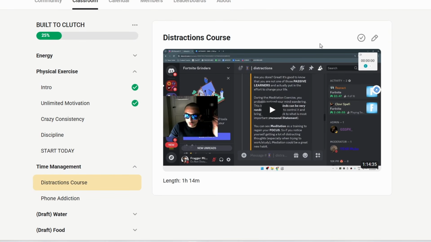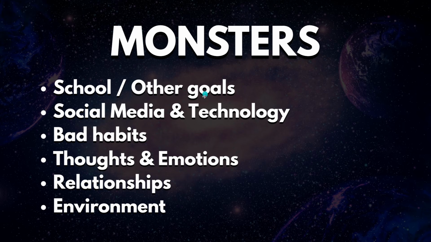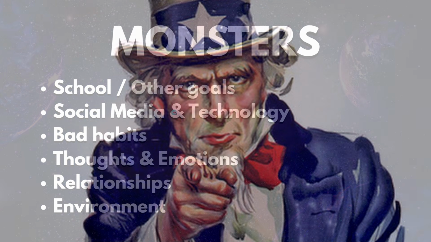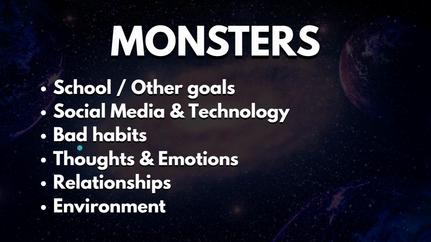Now, I've already made a whole distractions course inside Fortnite Academy, and I didn't want to make an hour-long video again. So if you want to limit distractions, then you have to check this out in the time management tab inside Build to Clutch. But I wrote down a list of all of the lessons I talked about in that course. So I compared distractions to monsters. Monsters will take your time and energy away from your goals. So things like school is a very big monster. Other goals, they will take so much energy away from you. Social media and technology. So if you have a phone addiction or you're just spending all of your time watching YouTube videos just like this, boys. And then there's bad habits, there's thoughts and emotions that can be distracting. We have distracting relationships and a distracting environment.